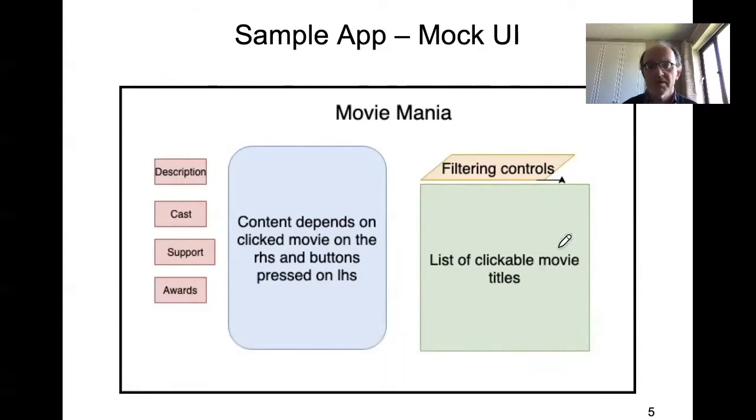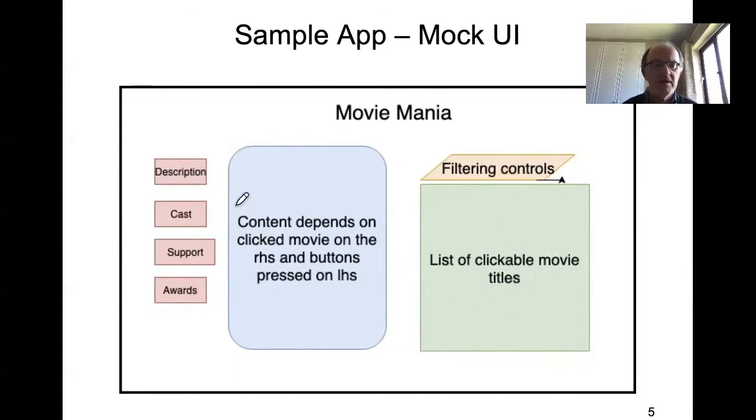I guess this area is scrollable as well. I've also got the ability to filter this list of movies by means of some user input here. Again, it might be a text box or drop-down menu, it doesn't really matter, but there is some sort of filtering capability to allow me to filter the list of movies.